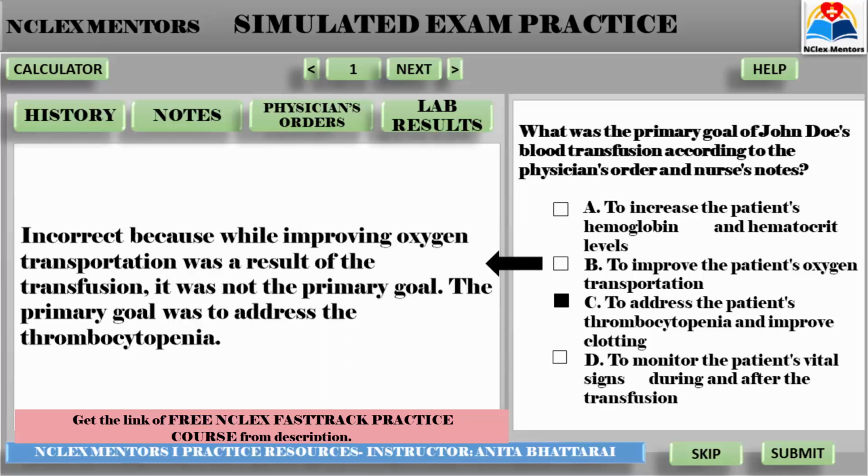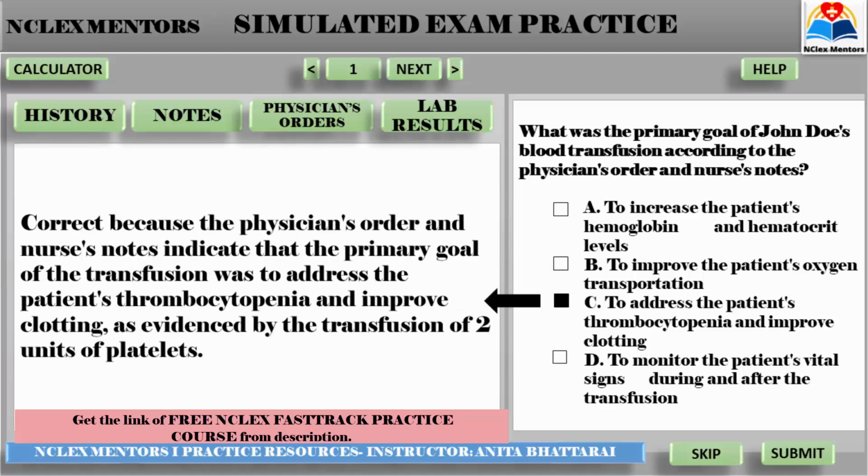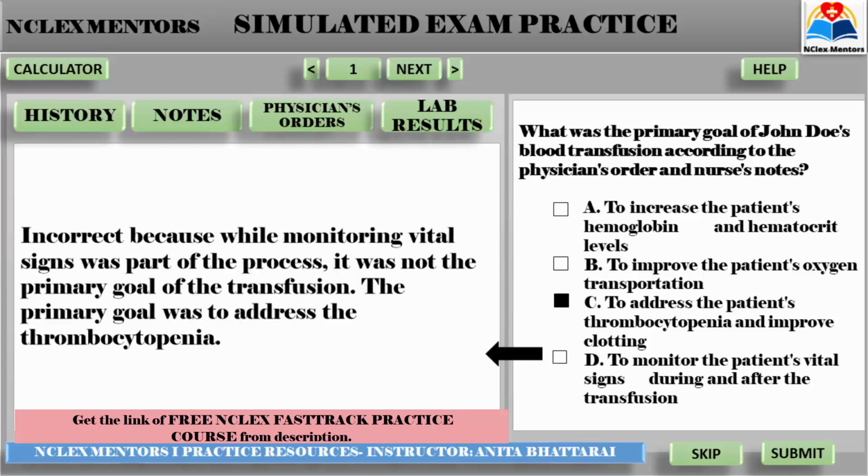Option B is incorrect because while improving oxygen transportation was a result of the transfusion, it was not the primary goal. The primary goal was to address the thrombocytopenia. Option C is correct because the physician's order and nurse's notes indicate that the primary goal of the transfusion was to address the patient's thrombocytopenia and improve clotting, as evidenced by the transfusion of 2 units of platelets. Option D is incorrect because while monitoring vital signs was part of the process, it was not the primary goal of the transfusion. The primary goal was to address the thrombocytopenia.